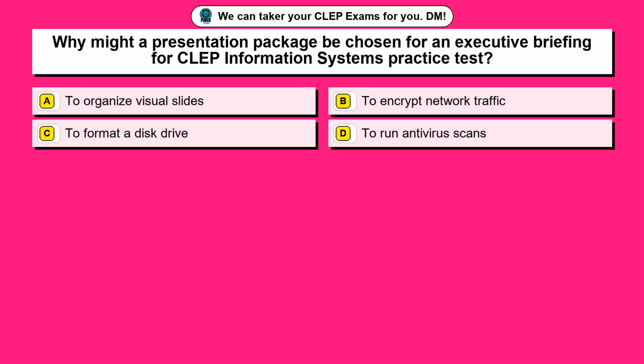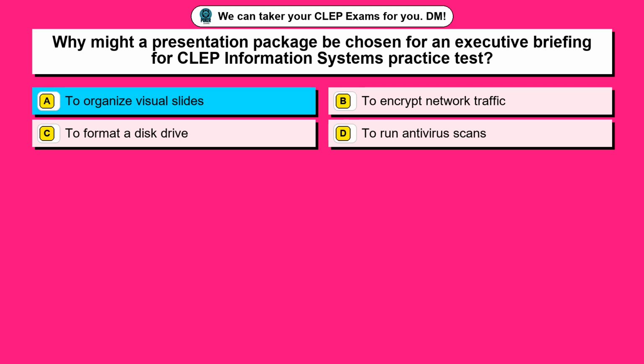Question 3. Why might a presentation package be chosen for an executive briefing for CLEP Information Systems practice test? Option A. To organize visual slides. Option B. To encrypt network traffic. Option C. To format a disk drive. Option D. To run antivirus scans. The correct answer is option A.